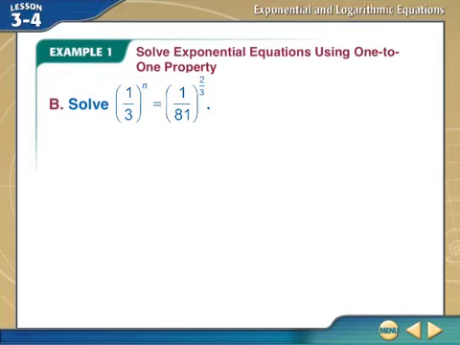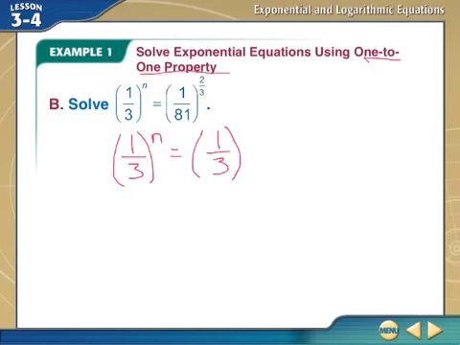In example 1, part B, we're going to again use the one-to-one property to solve an exponential equation. Here, we're asked to solve 1/3 raised to the nth power is equal to 1 over 81 raised to the 2/3 power. Now, the key thing with using the one-to-one property is that we have to have the bases of our exponential functions equal to each other.